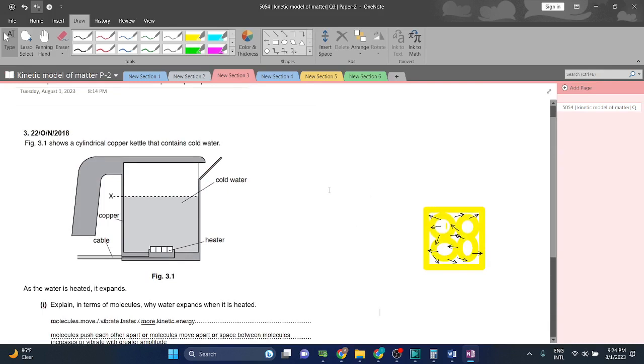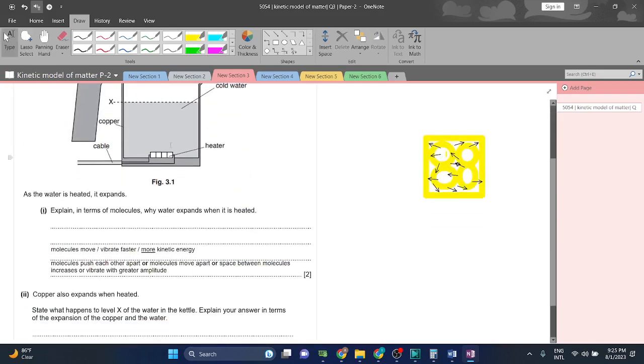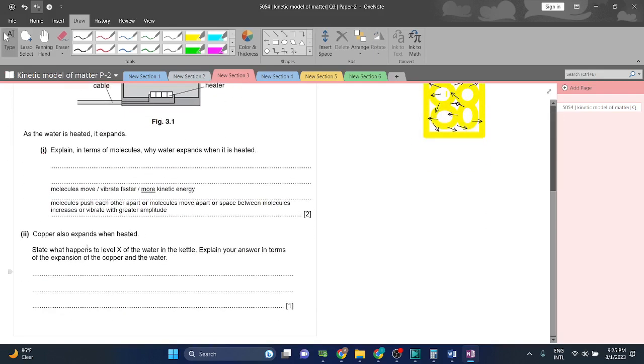Thermal expansion, the name is very self-explanatory, and it says when an object is provided specifically heat, and the object must be solid or liquid, the object will expand in volume, not in mass. So that is what thermal expansion is. So what will happen? State what happens to the level X.